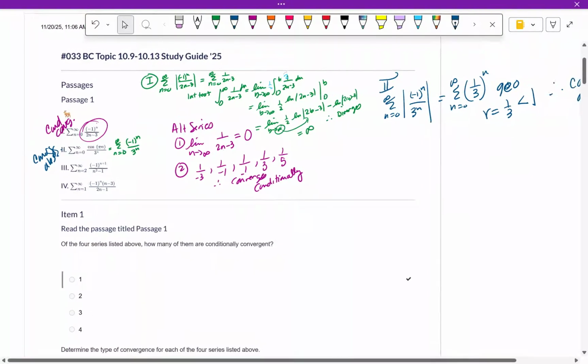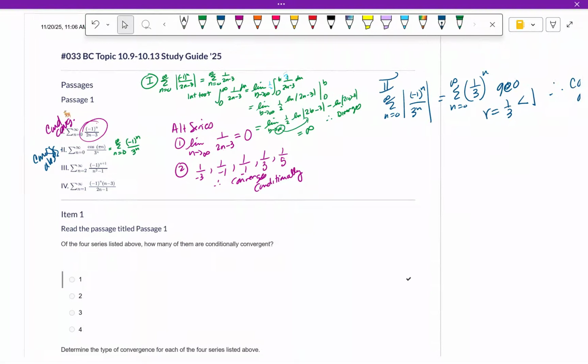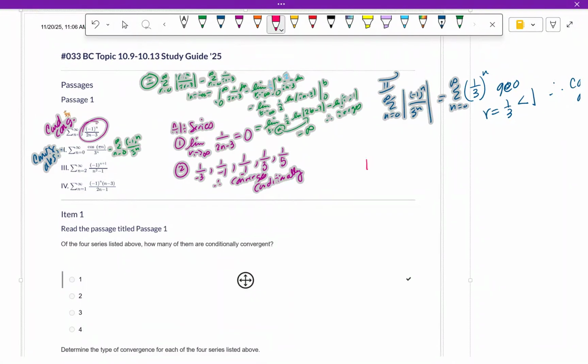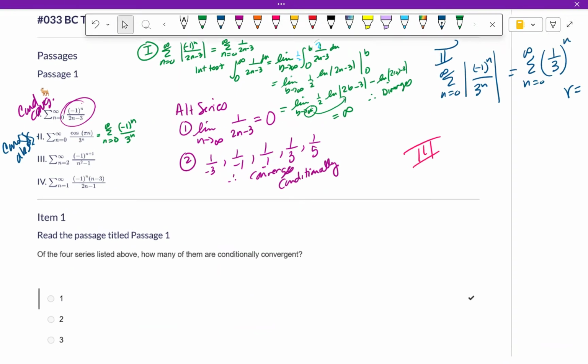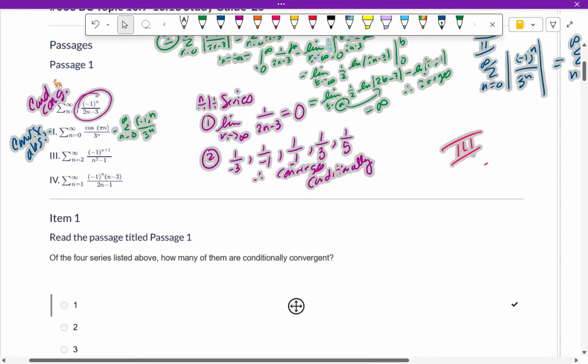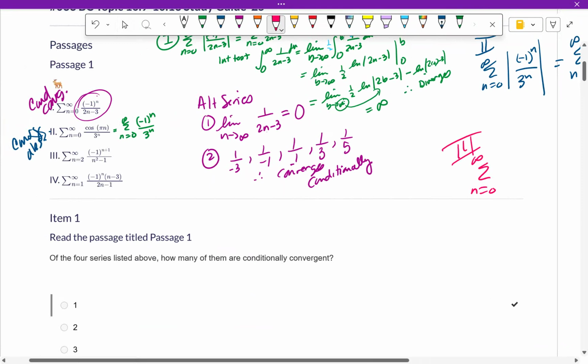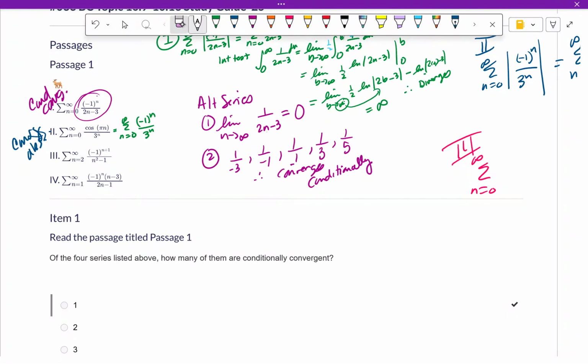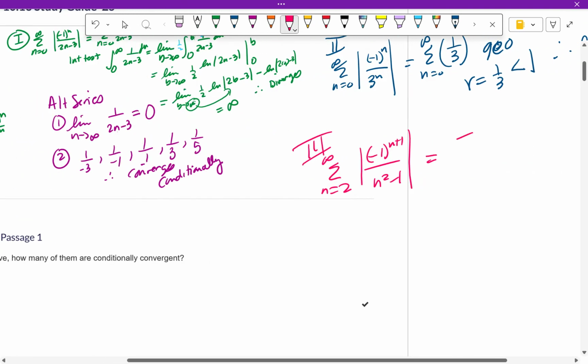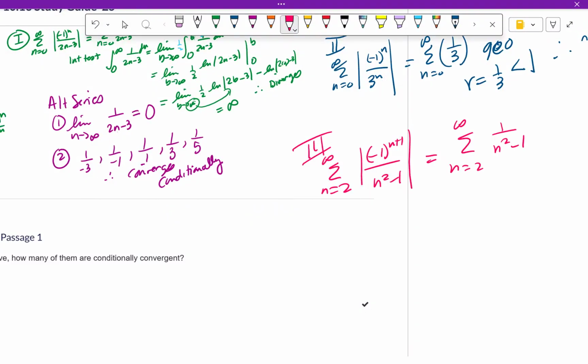Okay, I'm going to do the third. Everybody ready? I might be going too fast. I don't want to go too fast, but I also want to make sure you have enough time today. So the third one, I'm going to do the absolute value of it. So the sum as n equals 2 to infinity, it's 2 this time, of the absolute value of negative 1 to the n plus 1 over n squared minus 1. So I have the sum from n equals 2 to infinity of 1 over n squared minus 1.